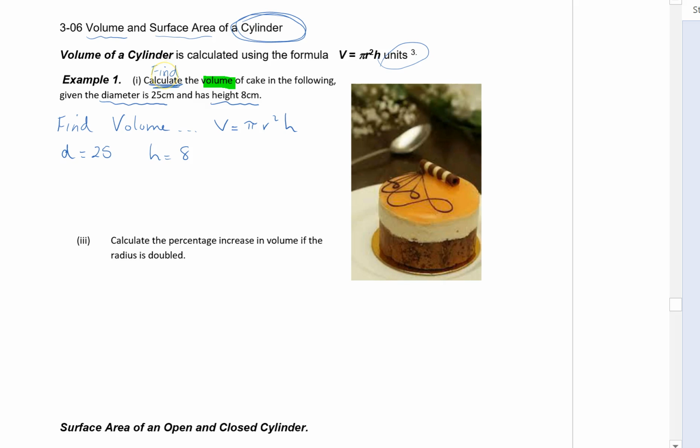We should always identify what the question's asking, and in this case the word calculate tells me what I'm finding, and it is calculate the volume. So highlight that volume of cake in the following, given the diameter is 25 and the height is 8. Obviously we underline those, they're the numbers, that's the data, that's the information that's given.